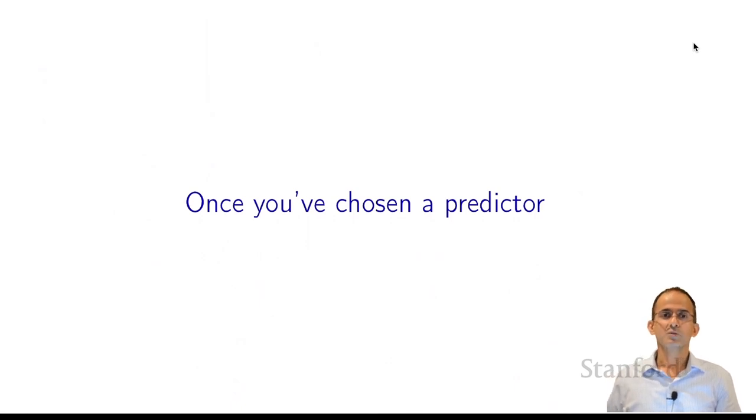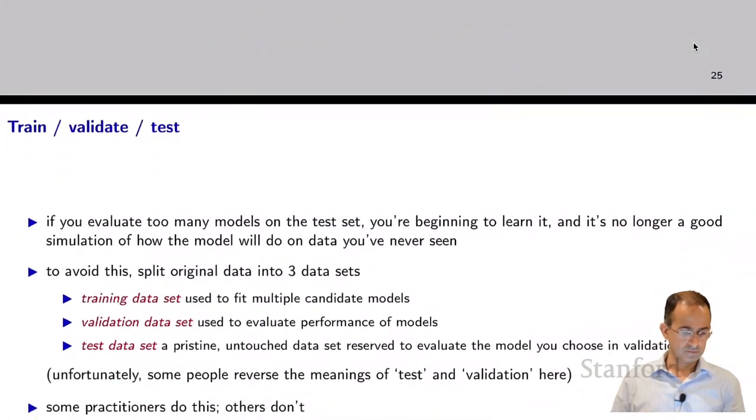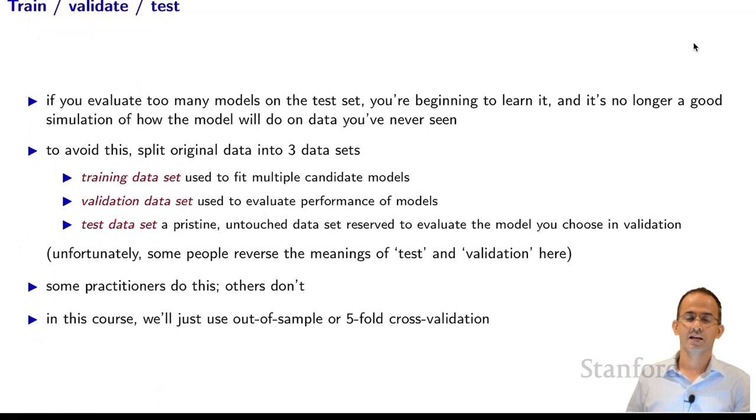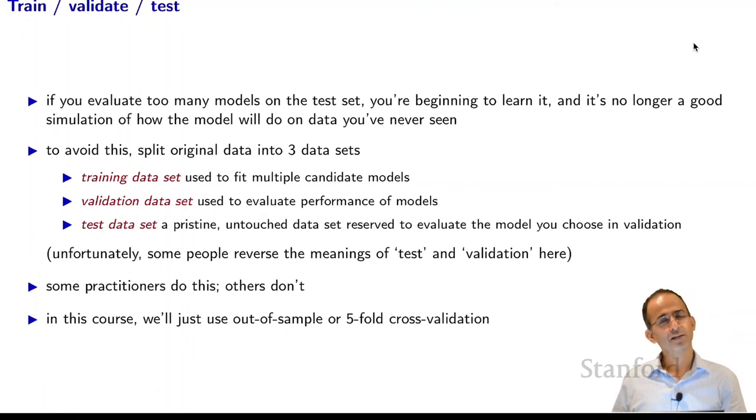Okay, one last topic in this section, and that is, what do you do once you've chosen a predictor? Well, one thing you have to be careful of is that you've revisited this test set too many times. Even if you kept one test set in escrow, you trained based on the training set, and then you evaluated your predictor on the test set, and you decided that the predictor wasn't very good. Well, suddenly, you're taking information from that test set and using it in your training procedure. And when you do it again and again and again, information is leaking from the test set into your training procedure. You're learning based in part on the test set. And so it's no longer a really honest simulation of how well the model will do on data you've never seen.